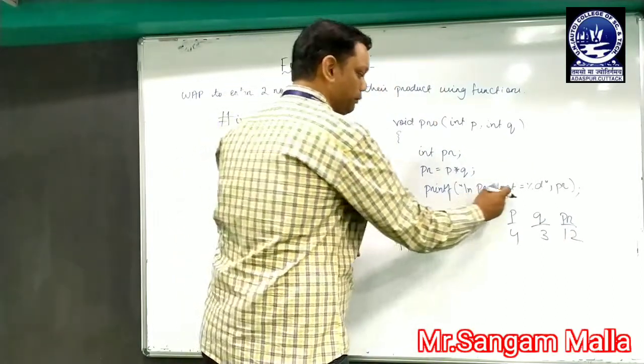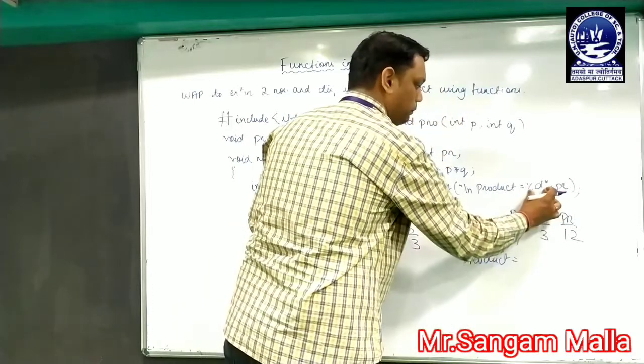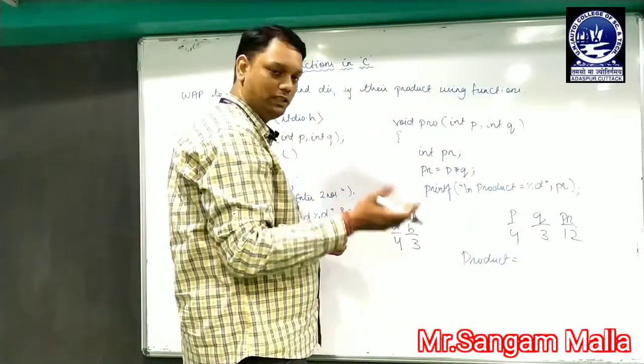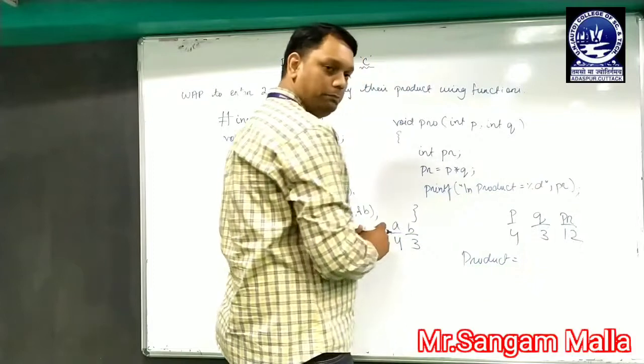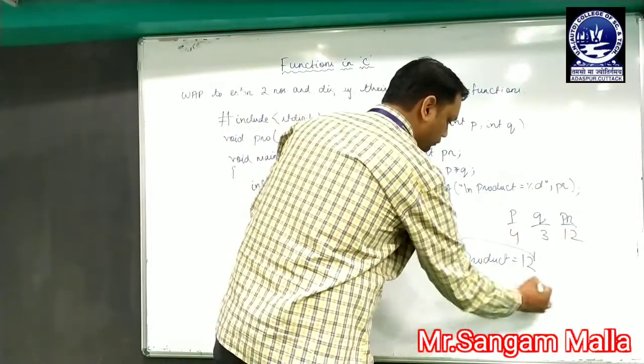Now it will print "product equal to", and in place of the format specifier, that is in place of %d, it will print the value of pr. So what is the value of pr over here? That is 12. So this is the output.